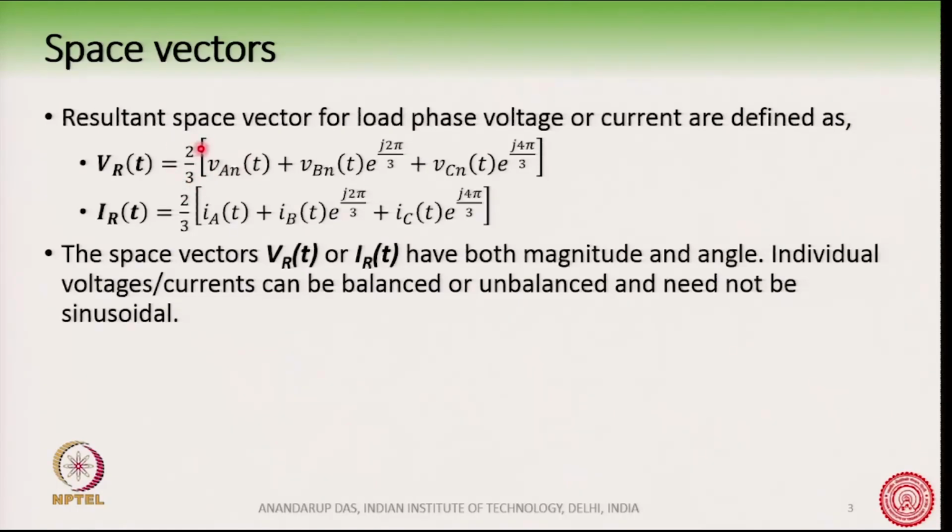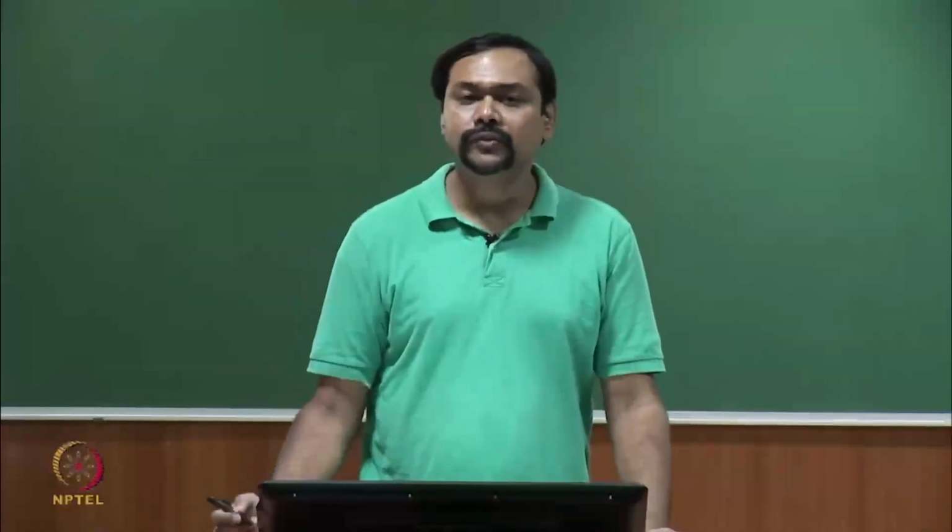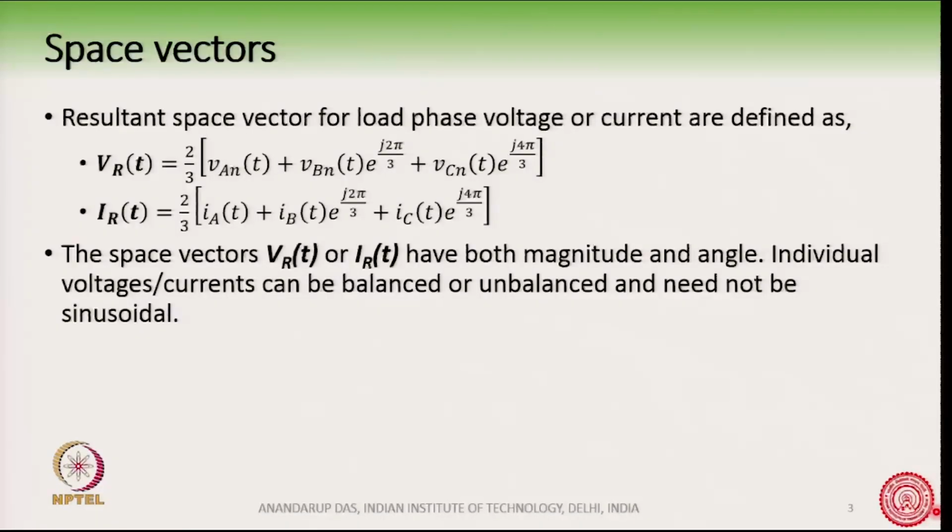Additionally, we have a multiplying factor of 2 by 3 in the front. Sometimes people use 2 by 3, and in some books you will find that they have not used 2 by 3. In this course we are using 2 by 3 because this is a power invariant transformation. When you multiply the voltage space vector with the current space vector, you get the power, so it is a power invariant transformation. That is why we are using the 2 by 3.